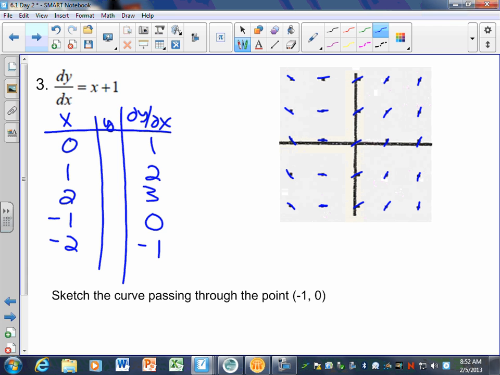Sketch the curve passing through the point -1, 0. So this means at -1, 0, that would be here, right? Let's think about this in terms of the slopes for a minute. Wait a minute, are you done drawing these or not? What happened? That's -1, 1, isn't it? Just kidding. I really do know what I'm doing sometimes. -1, 0.